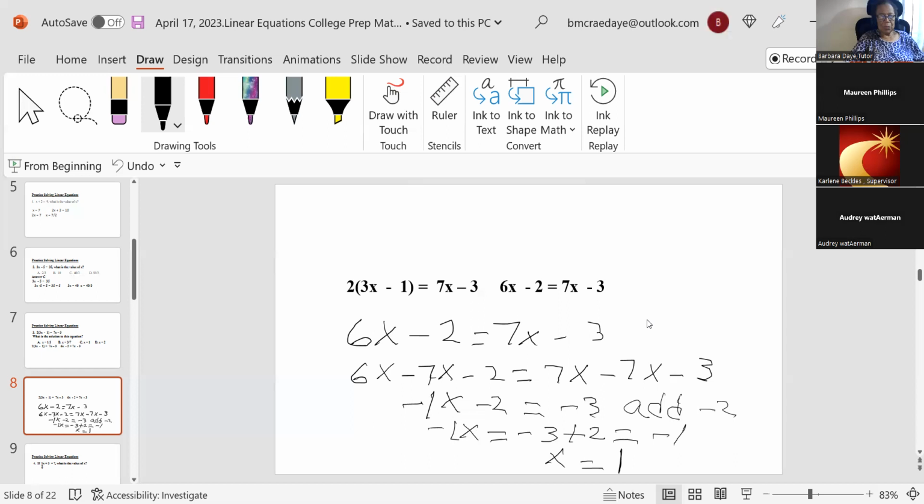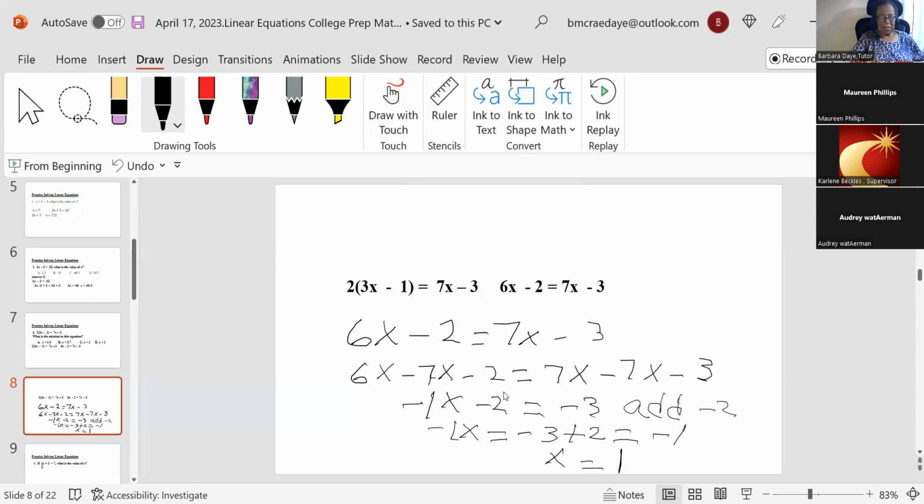Let me see what you're doing. I subtract 7x from both sides. Right, 7x. You subtract 7x from both sides, and that's how you got the 6x minus 7x, which is -1x. And the minus 2, we just carry that minus 2, and we just had minus 3 on the right. Now, what did you do here?